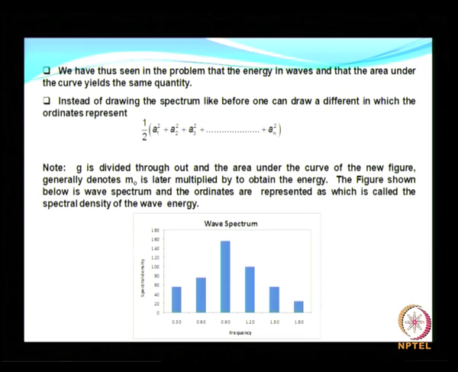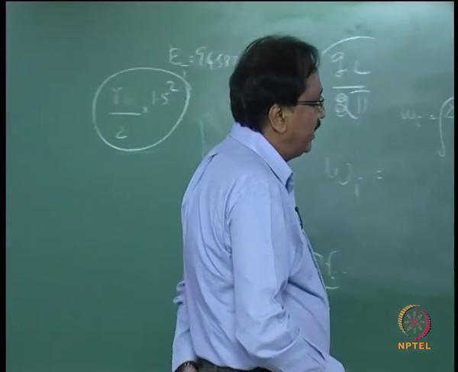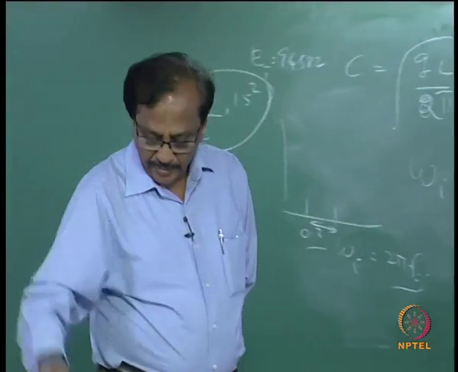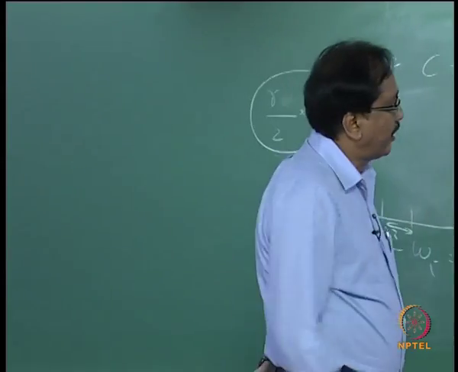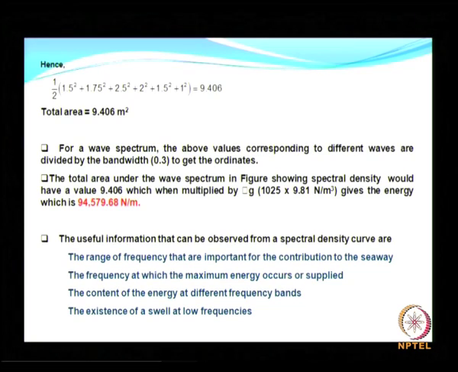Once you have calculated the distribution of the ordinates, this is called the spectral density of the wave energy. Very often we hear this spectral density, so this is what it means. Now you know the spectral density, and the area under that curve you simply calculate, and then you just have to multiply it by rho into g in order to get the total energy under the curve. Is that clear?